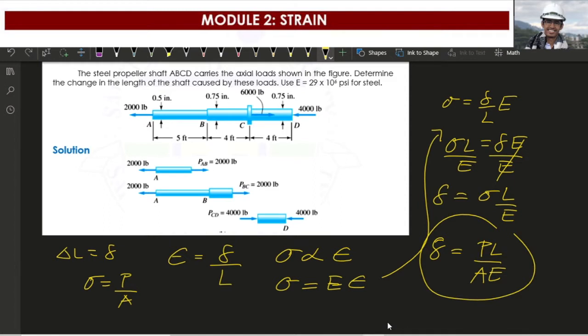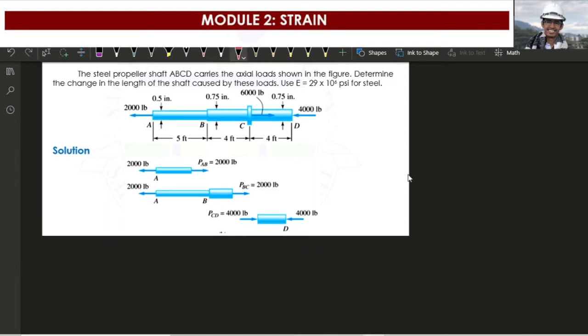Okay, class, so let us now solve our problem. First, we need to get the internal force acting on our segments. For segment AB, that is equal to 2,000 pounds. For segment BC, we section along BC and sum the horizontal forces. Therefore, if 2,000 pounds acts at point A, 2,000 pounds also acts on segment BC. So that is also tension.